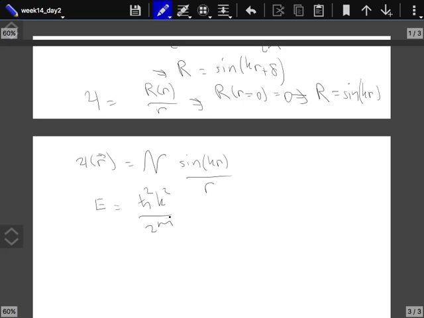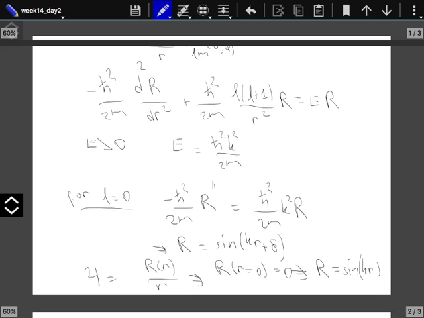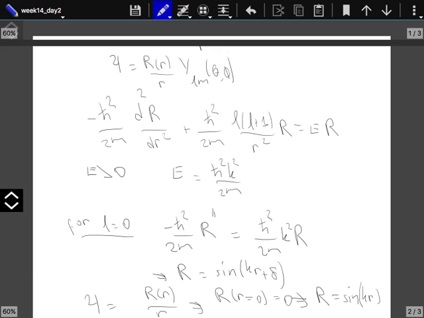There is no restriction on the value of k, so the energy spectrum is continuous. This is also what we already know when we use the Cartesian coordinate system for a free particle: it can have any energy. Now, of course, for l not equal to 0, the equation is a bit more complicated, but the solutions are well known. They are the spherical Bessel functions.